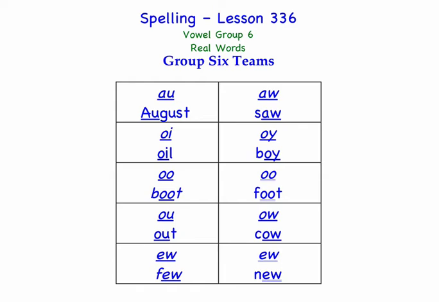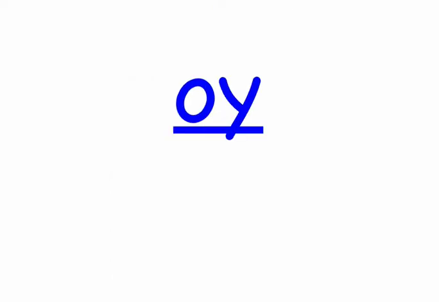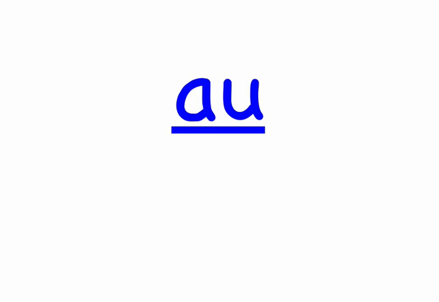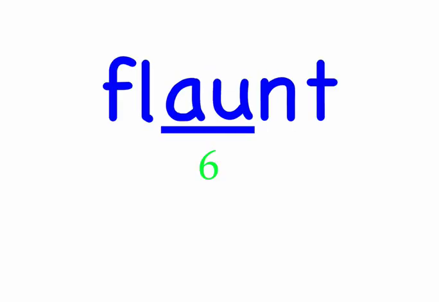Cloy. Cloy means to cling to. Cloy. 3 sounds. K, l, oi. Cloy. Flaunt. Flaunt. It is not a good idea to flaunt your wealth. Flaunt. 5 sounds. F, l, aw, n, t. Flaunt.